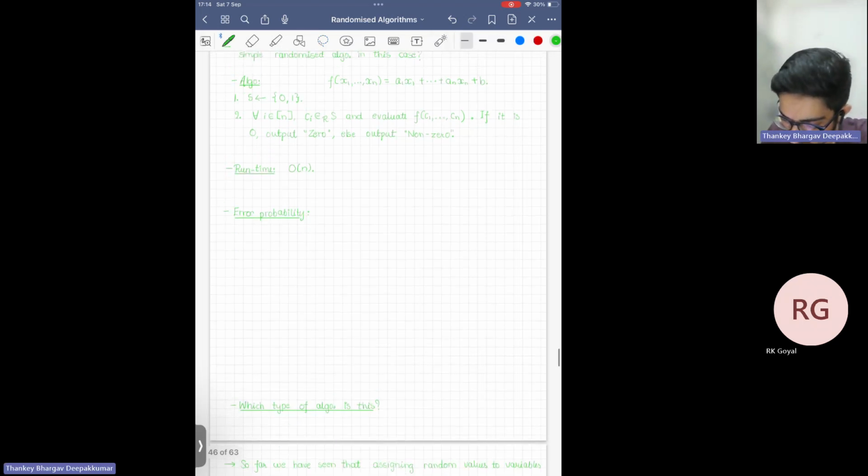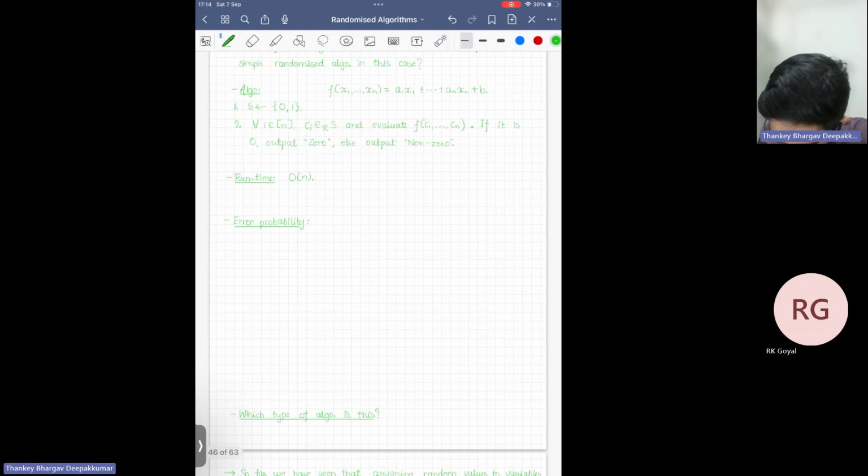So what do I want? I want to find, first of all, case one. When f is identically zero, what would be the output of the algorithm? If f is equal to zero, then the output would be zero. If it's zero, the output will always be zero. Now let's look at the case where f is not zero.